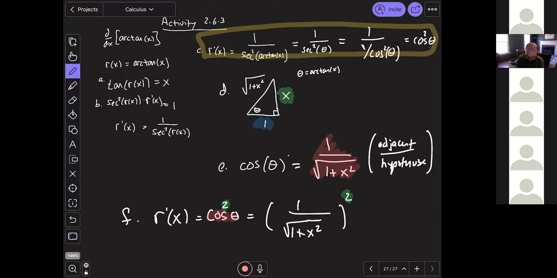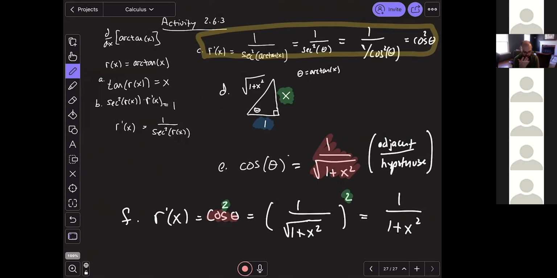And so when it all comes out in the wash, we get 1 over 1 plus x squared. Okay. So this is, I think, a pretty awesome thing. Again, I get pretty excited about this one. I like to derive inverse sine. I think that's a cool thing. And also, I think this one is pretty cool how everything just sort of works out really nicely.